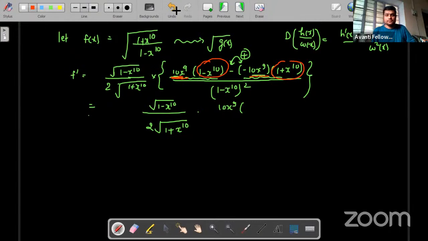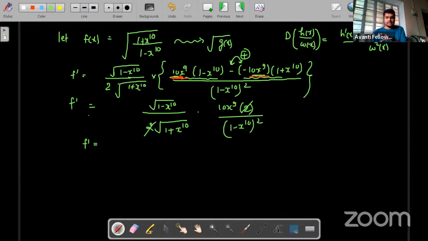What will happen? Minus x to the power 10 and plus x to the power 10 will be cancelled out. So 1 plus 1 will be 2, whole divided by (1 minus x to the power 10) to the whole square. Now you can see 2 and 2 is cancelled out. So we are getting f dash is equals to, now this can also be written as 1 minus x to the power 10 into 1 minus x to the power 10, x square, basically x into x.